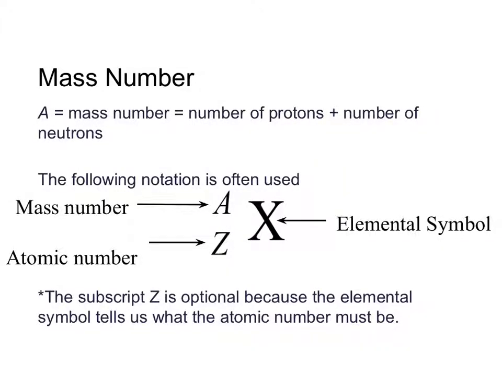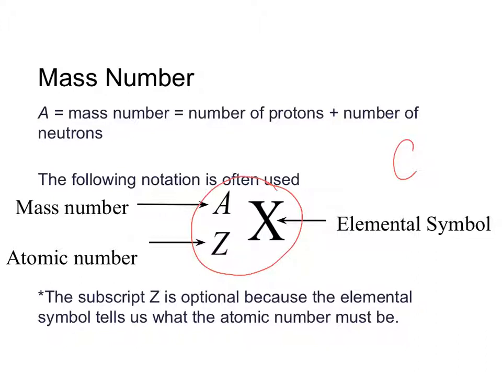The mass number is equal to the total number of particles in the nucleus of an atom. In other words, it's equal to the number of protons plus the number of neutrons. When writing down an element, it's important for us to note what the mass number is, and so we quite often use this notation, in which X will be the symbol of the element. Let's look at an example using carbon with the symbol C.